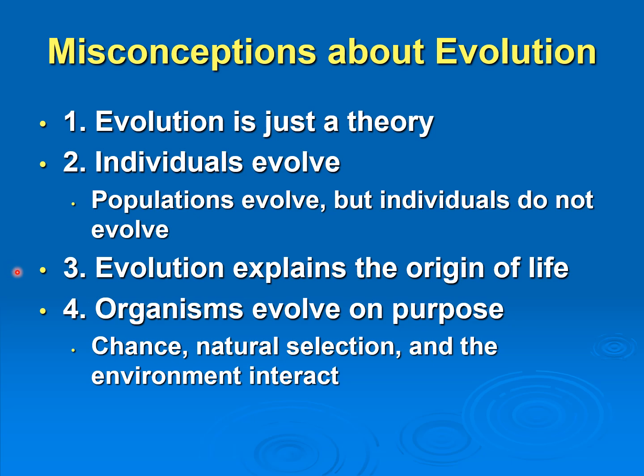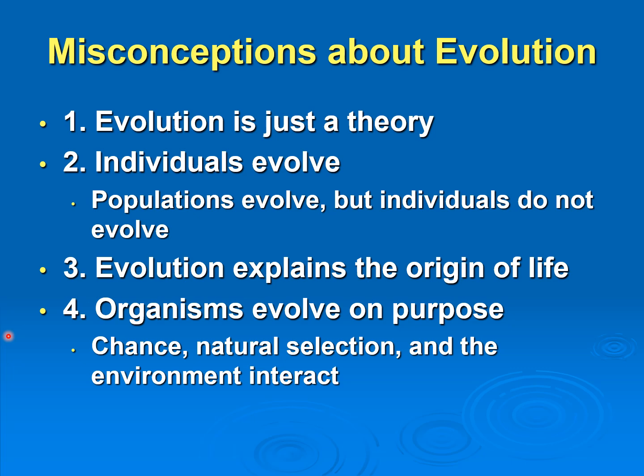Okay, and then another misconception about evolution is that evolution explains the origin of life. Evolution can't tell us how life formed on Earth. We have some ideas about how life might have formed on Earth, but nobody was around when it did form, so we really don't know for sure. But evolution can explain how life has diversified since life did form on Earth, and how all of these different species have come about and originated. So we can explain that with evolution, but we can't explain how life originated on Earth.